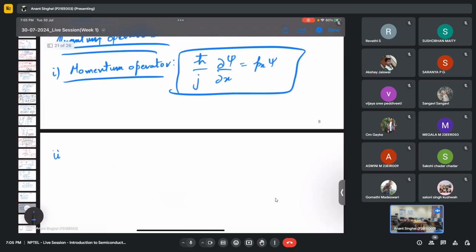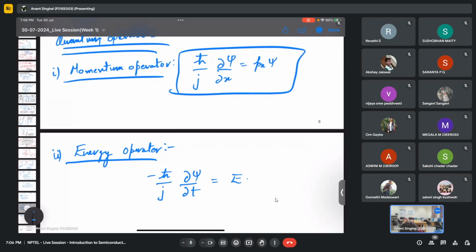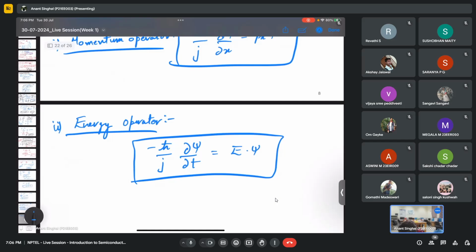The second is the energy operator. I'm writing for both time dependent and independent. I guess in the classes you might have covered the independent case. So the total energy operator is given by, maybe I can write it on the LHS again, minus h cross by j d psi by dt. So this is the energy operator.